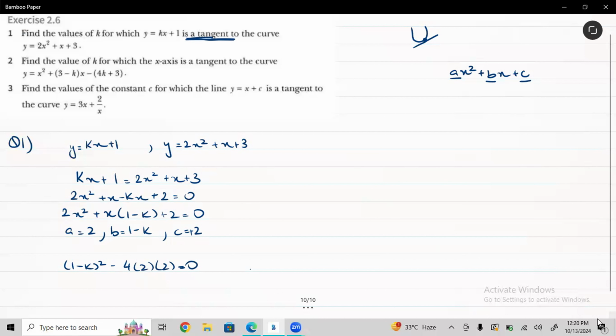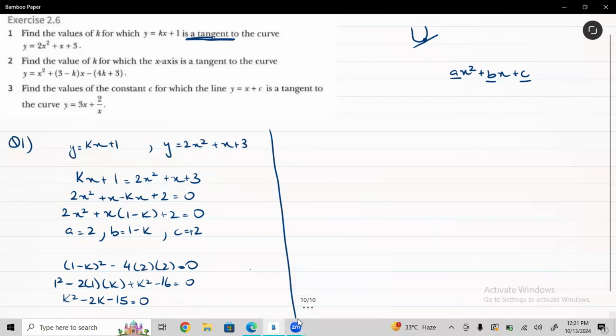Now we're going to quickly simplify this. (a minus b) whole squared is equal to a squared minus 2 multiplied by a multiplied by b plus b squared, minus 4 times 8, which is 16, is equal to 0. Simplify this: k squared minus 2k minus 16 plus 1 is minus 15, is equal to 0.